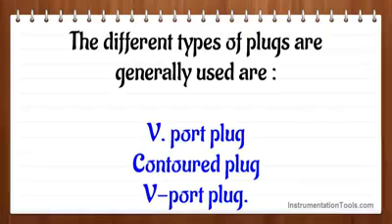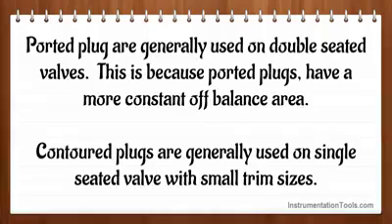The different types of plugs generally used are V-port plug, contoured plug, and ported plug. Ported plugs are generally used on double-seated valves. This is because ported plugs have a more constant off-balance area. Contoured plugs are generally used on single-seated valves with small trim sizes.